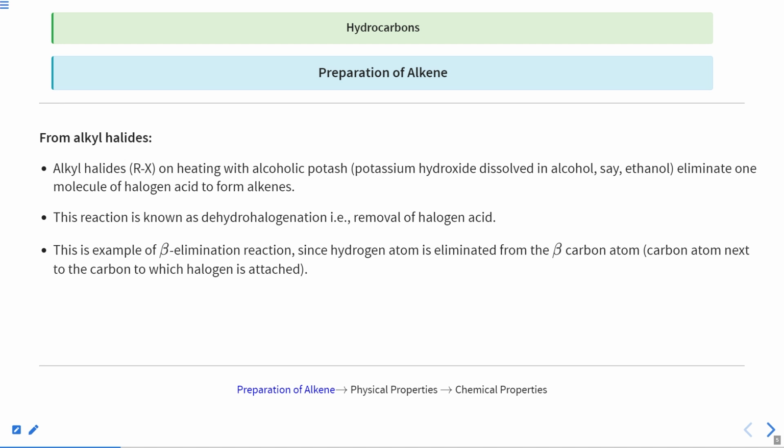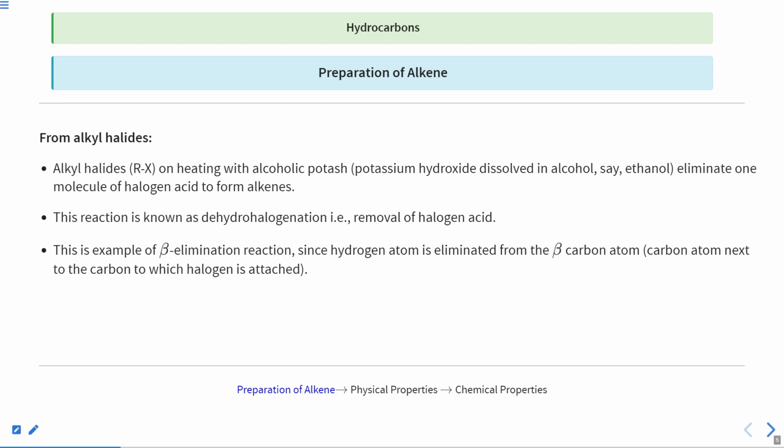This reaction condition is very important: it should be mentioned that potassium hydroxide is reacting with the substrate in the presence of alcohol. The presence of alcohol is very important, or it will not give you the elimination product. So this is a simple elimination reaction. Or, if you want to say it in a more specific way, it is called dehydrohalogenation, because in this reaction one halogen and one hydrogen are both lost, and they form halogen acid. So you can also say removal of halogen acid, or dehydrohalogenation.